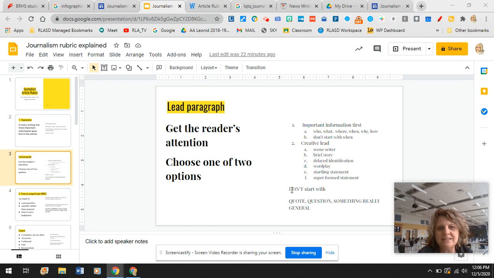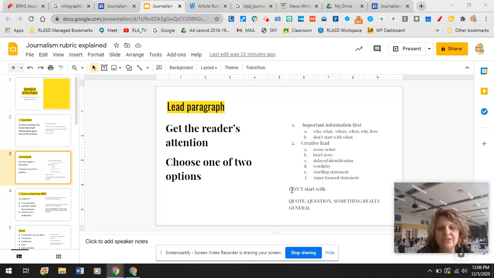So this second part of the journalism article rubric is the lead paragraph. A lead paragraph is the journalism way of saying that this is an introduction. It's also sometimes spelled L-E-D-E instead of L-E-A-D, but they both mean the same thing. The purpose of the lead is to get the reader's attention. And there are two ways that you can do this.